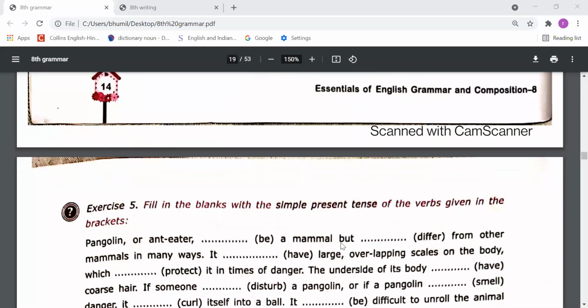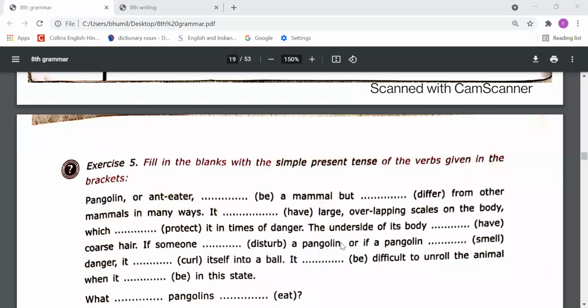Now please come to the next exercise, exercise number five. Fill in the blanks with the simple present tense of the verb given in the brackets. So dear student, some verbs are written here in the brackets, and you need to fill this passage. Right? Before starting this passage, I want to let you know that the be form is written here. So is, am, are is the first form of be. Is, am, are. Remember this.